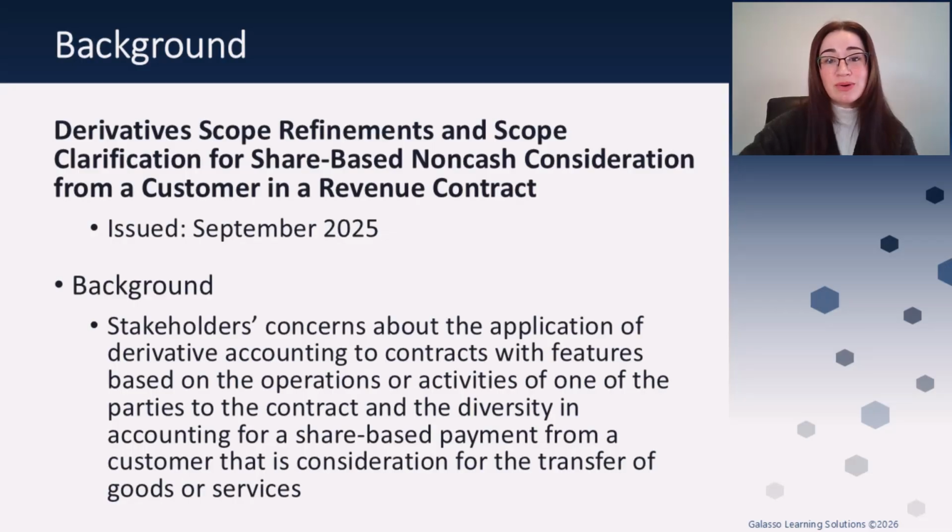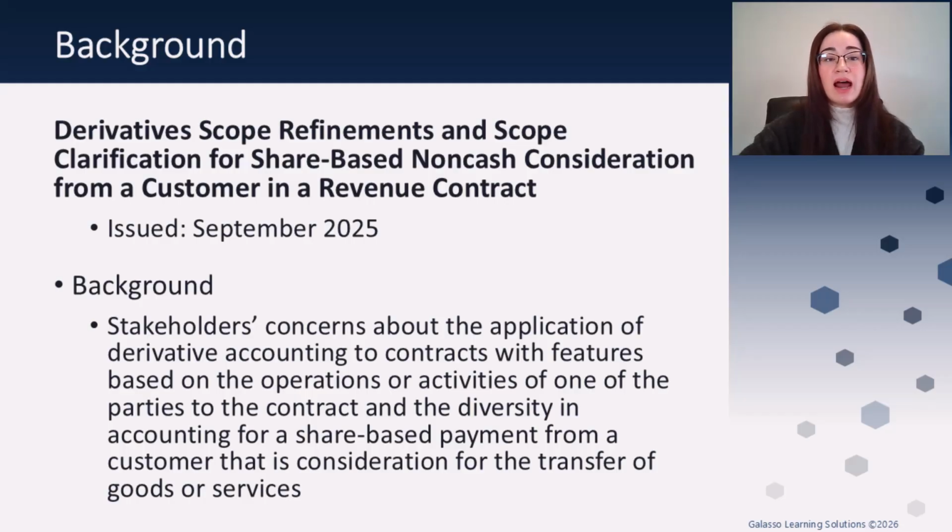So ASU 2025-07 was issued in September of 2025, and its full title is Derivative Scope Refinements and Scope Clarification for Share-Based Non-Cash Consideration from a Customer in a Revenue Contract. A bit of a mouthful for sure, a very, very long title. Why did the FASB decide to issue this standard? Well, it primarily addresses two main stakeholder concerns that have really been building over time.